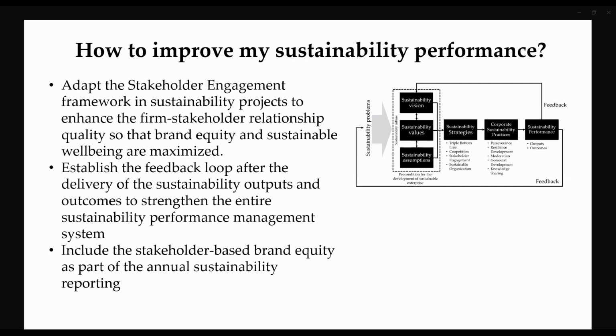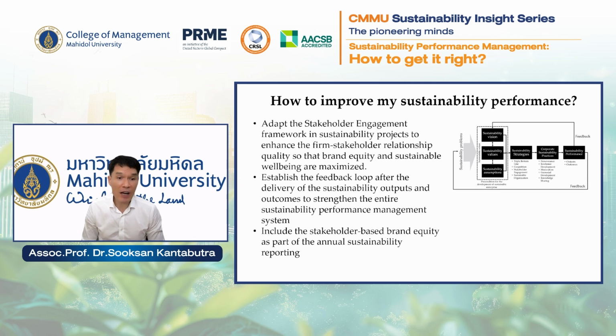Okay, so that would help enhance your brand equity, and at the same time actually improve their sustainable well-being. Another thing that you can do right away is to establish the feedback loop after the delivery of sustainability output and outcome, to strengthen the entire sustainability performance management system. Then include stakeholder-based brand equity as part of your annual sustainability reporting, because this ensures that you keep your stakeholders happy. Stakeholders are actually the society.